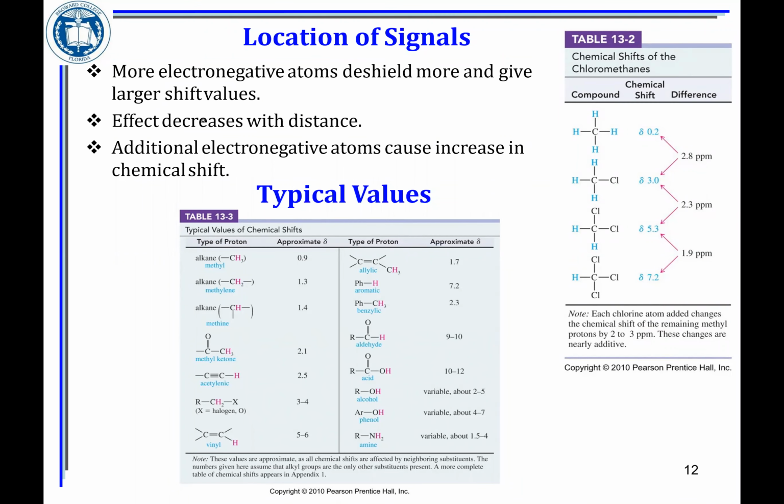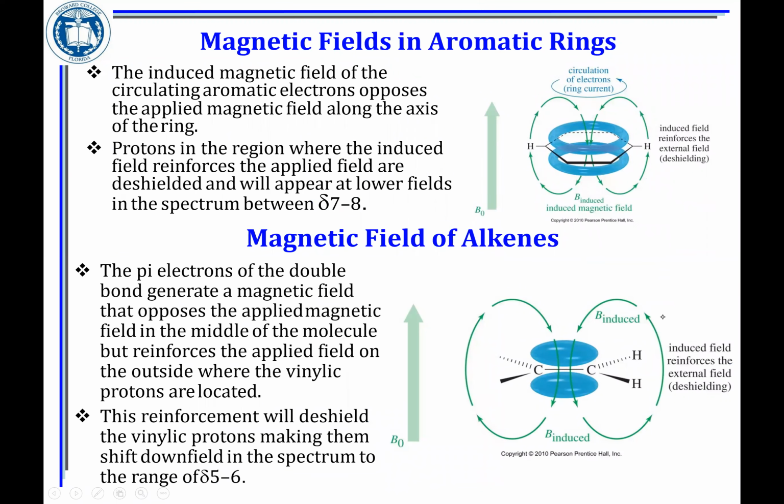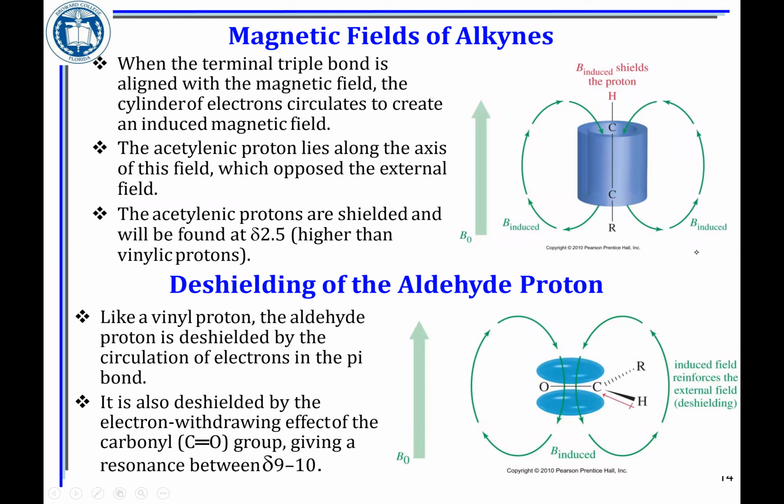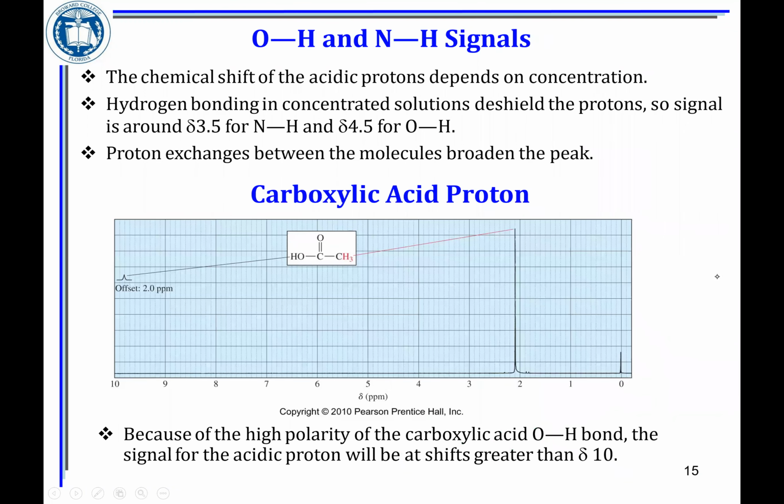So a lot to memorize from this table, and I hope that you do it. A pi system counts as an electron withdrawing group for alkene, for alkyne, for aromatic. Aromatics, hydrogen that is directly attached to an aromatic ring would appear between 7 and 8, and is going to be a very crowded peak. For aldehyde, between 9 and 10, these are very specific. Alkyne at 2.5.